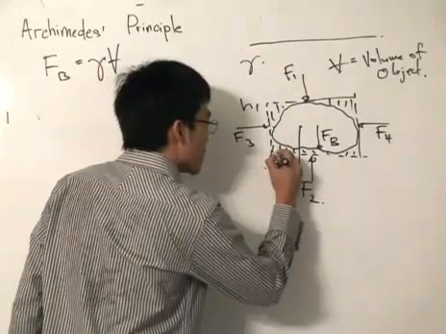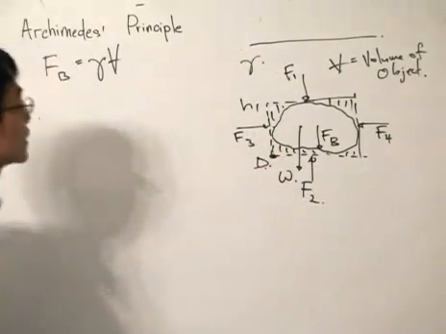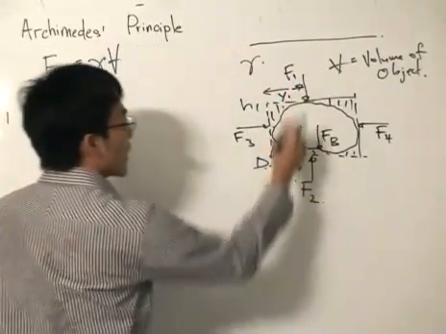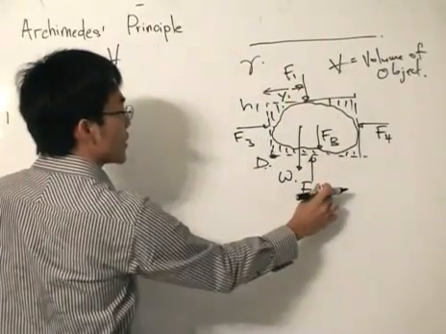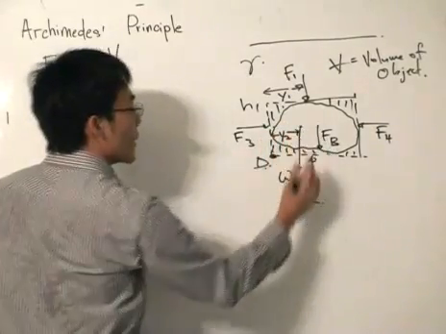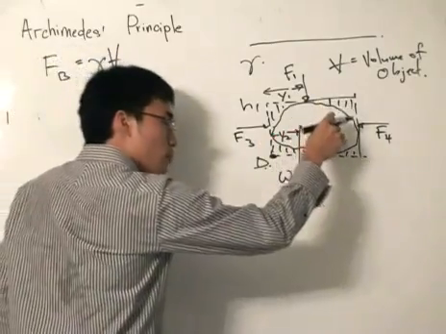We'll take moments about a point, let's just say D over here. Let's specify some distances. This distance will be y1. This distance will be the same as this distance over here. And the weight, let's label it as y2. And then the buoyancy force.